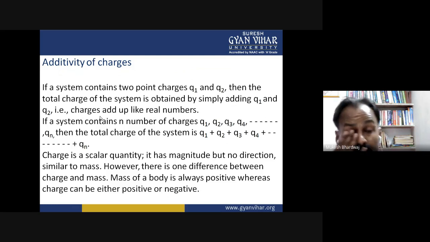Charge is a scalar quantity. That means it has magnitude only, not any direction. It has magnitude but no direction, similar to mass. However, there is one difference between charge and mass. The mass of a body is always positive, whereas charge can be either positive or negative.